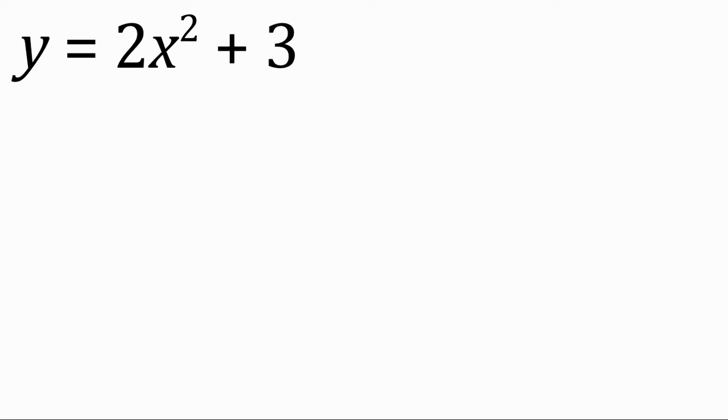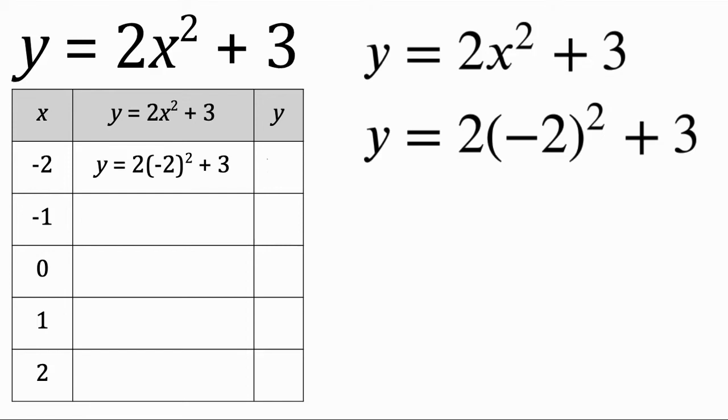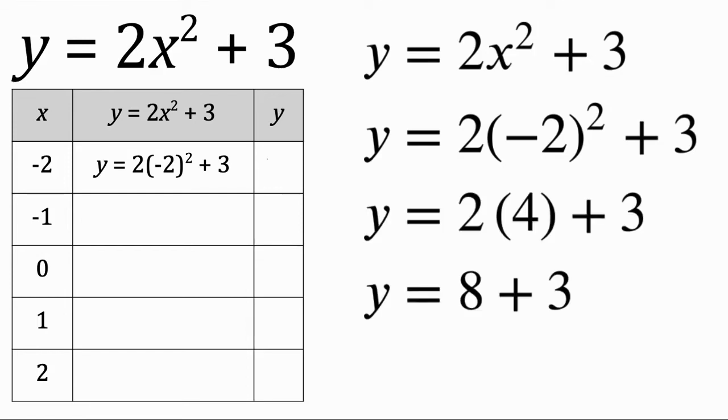Let's look at an example of a nonlinear equation, table of values, and graph. We would go through the same process of substituting in x values, only this equation has a power of 2, our first indicator that it is nonlinear. That means we'd square -2, then multiply by 2, then add 3, following math's order of operations.